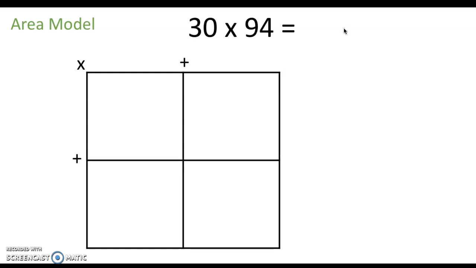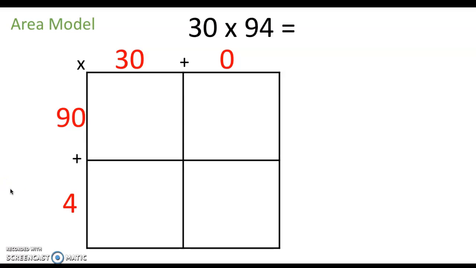Alrighty, let's start with our first number and let's break it apart into expanded form. So we have 30. The 3 is worth 30, and the 0 is worth 0. Next, we're going to take our 94 and put it along the side. 9 is worth 90, and the 4 is worth 4.